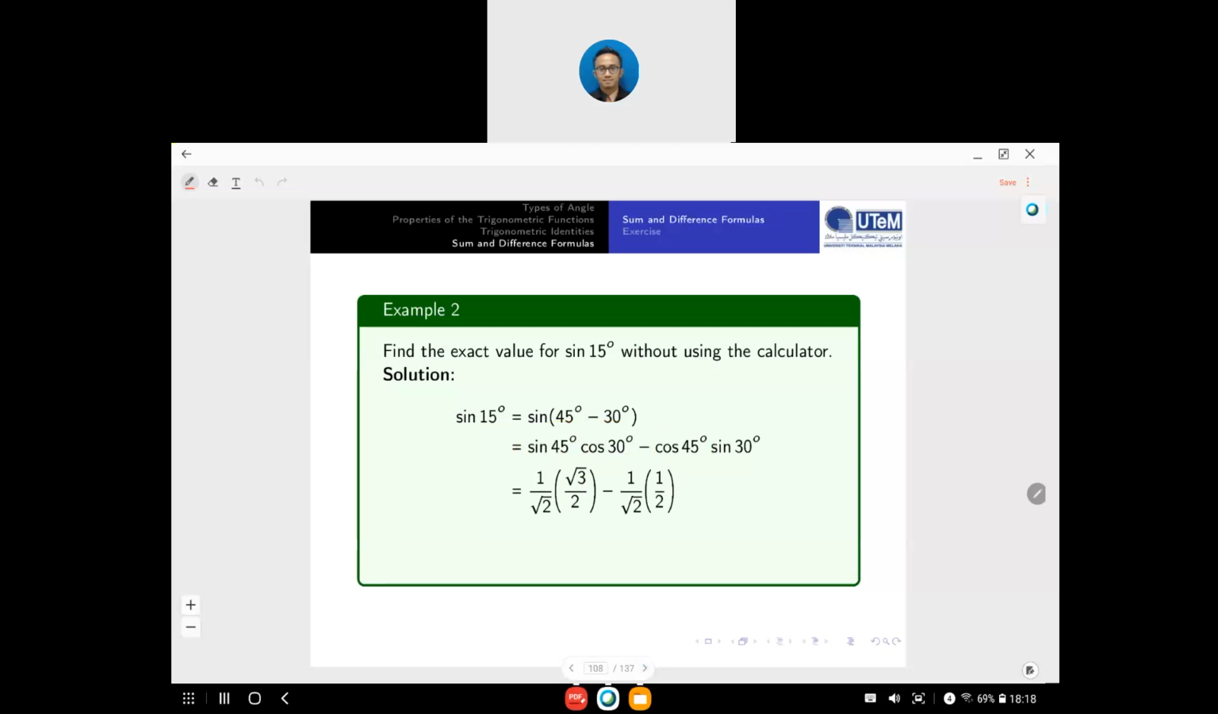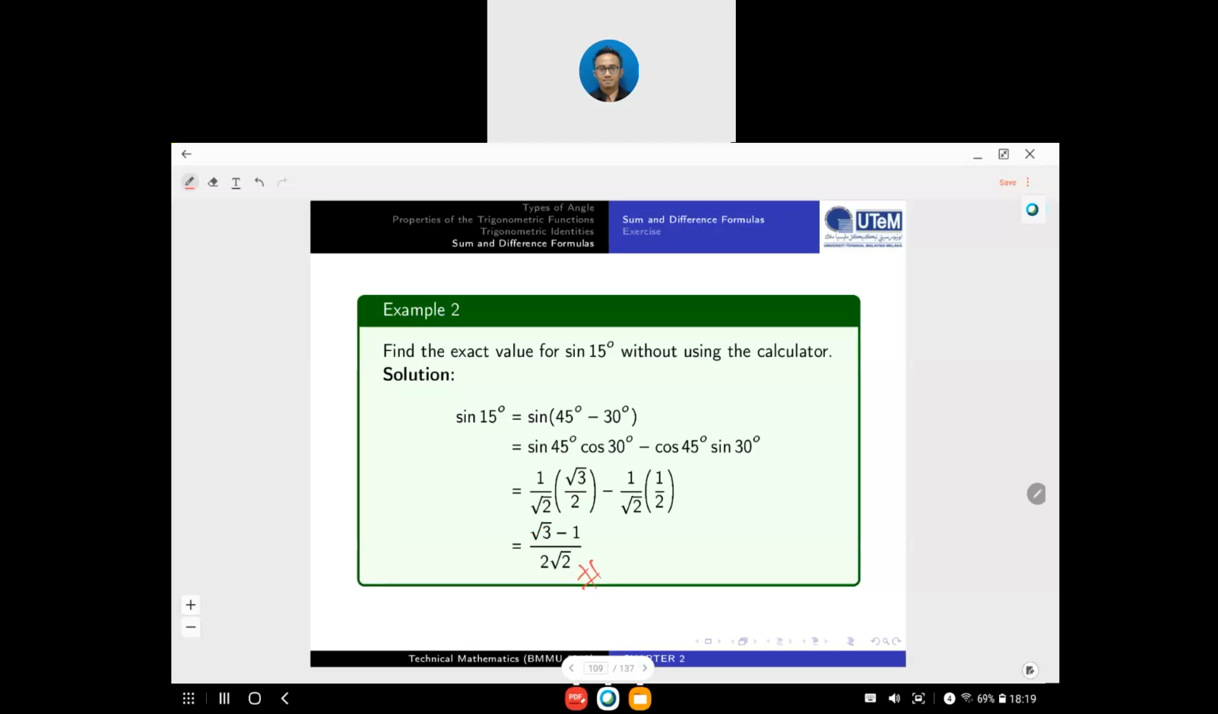1 over root 2 times root 3 over 2 minus 1 over root 2 times 1 over 2. After you simplify this, you get (root 3 minus 1) divided by 2 root 2. When you press the calculator, you can see the answer. But if you press sin 15 directly on the calculator, it will not give you this answer.